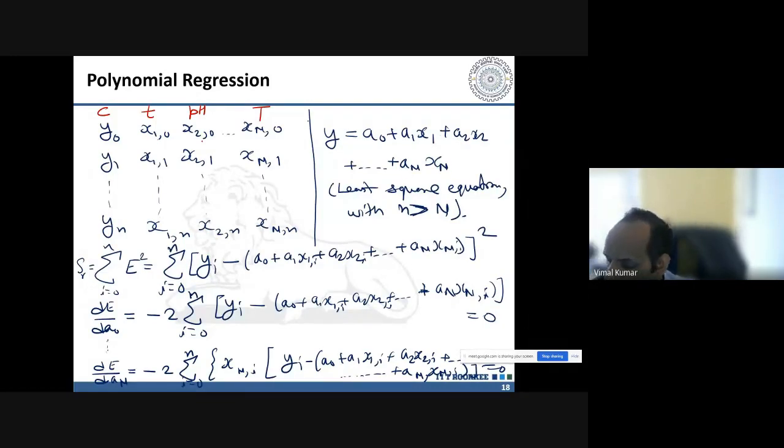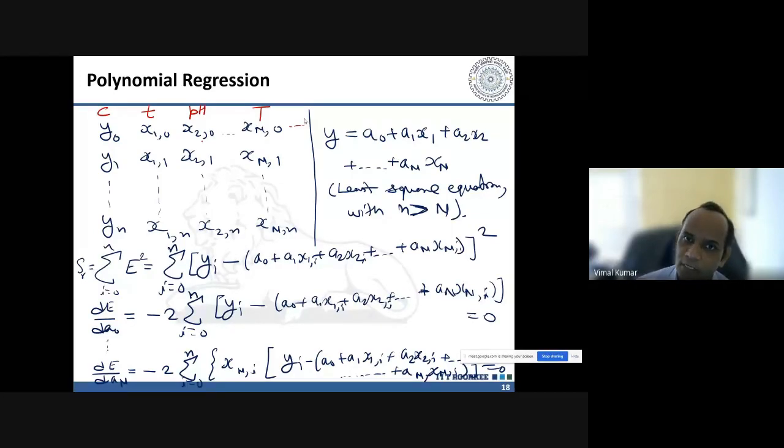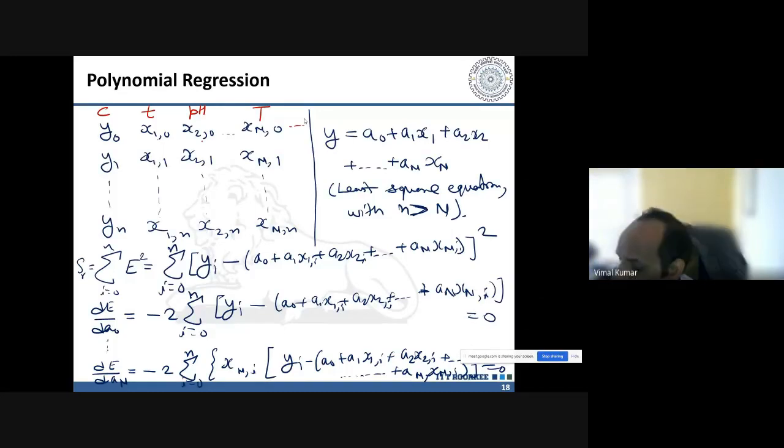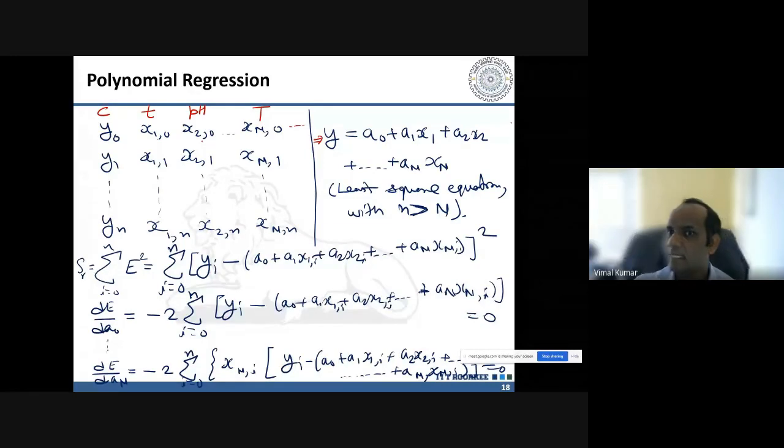That means I have a number of x values. The concentration may also vary with some other variable, so I make a very generalized function. Y is equal to a0 plus a1x, where a0 plus a1x is only for a linear fit, plus a2x2. I again add one more term, plus a3x3, and so on till anxn.